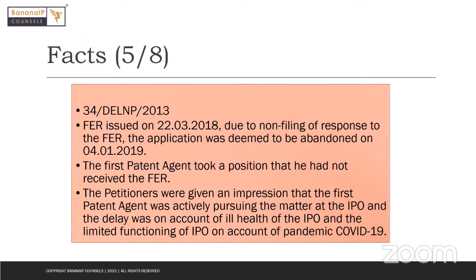Subsequently, the first patent agent informs the European associates that they had sent a formal letter to the Indian Patent Office intimating the non-receipt of the FER and requesting for the reissuance of the same. Subsequently, correspondence was exchanged between the petitioners, the first patent agent, and the foreign associates. And all through, the petitioners were given the impression that the first patent agent was actively pursuing the matter at the Indian Patent Office, and that the delay was due to the ill health of the Indian Patent Office and the limited functioning of the Indian Patent Office on account of the COVID pandemic.